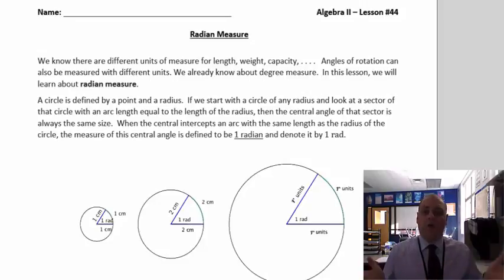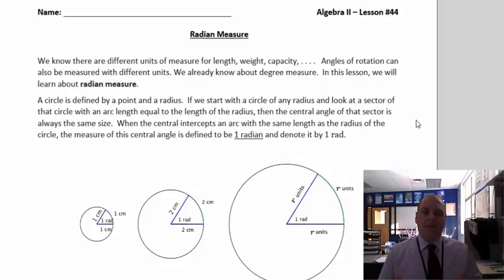If I tell you 300 degrees, you kind of know what that looks like. You know it's almost all the way around the circle, but not quite. It's in the fourth quadrant, right? So we're familiar with that. We are now going to get into a different way to measure angles that we have to learn about. It's called radian measure. So we already know degree measure. Now we're going to do radian measure.